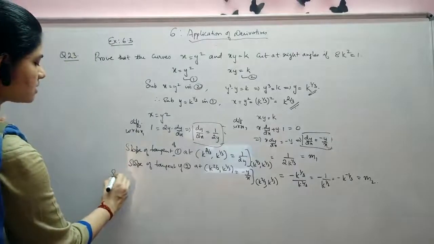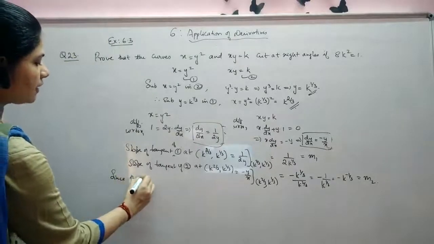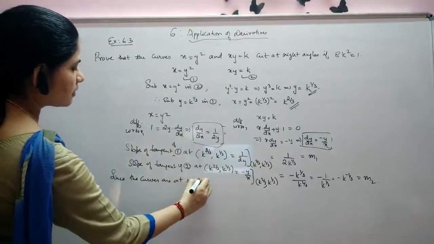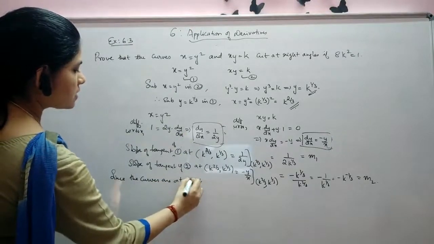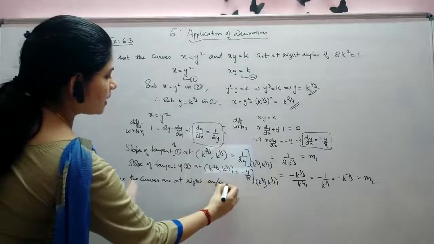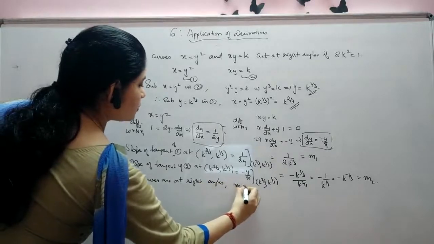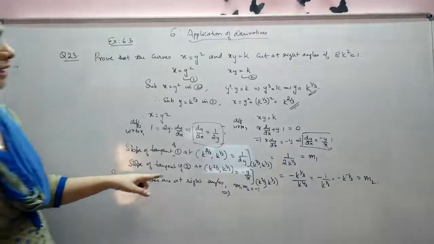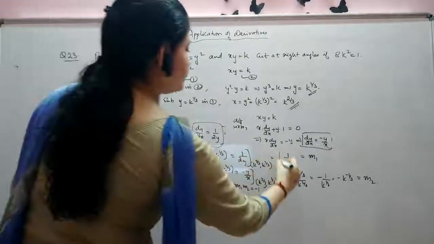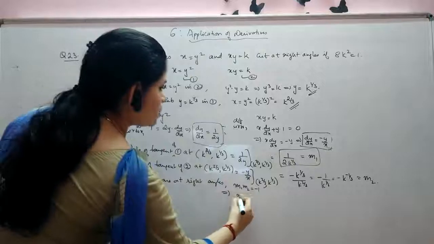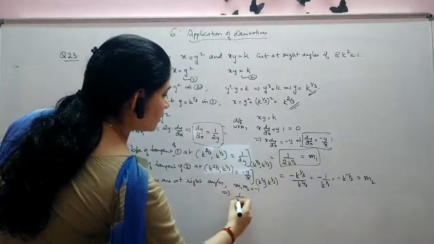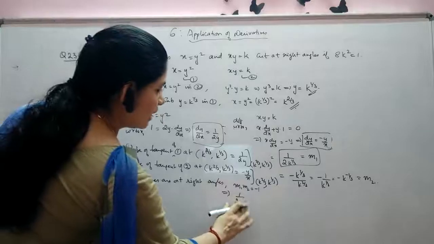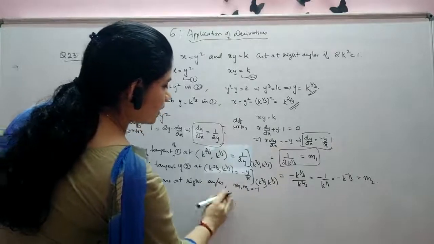Now since the curves are at right angles, what you will get? m1 m2 is equal to minus 1. Now what is m1? m1 is this one: 1 by 2 times k raised to 1 by 3. Sorry, 2 into k raised to 1 by 3. Okay, I'll write here.